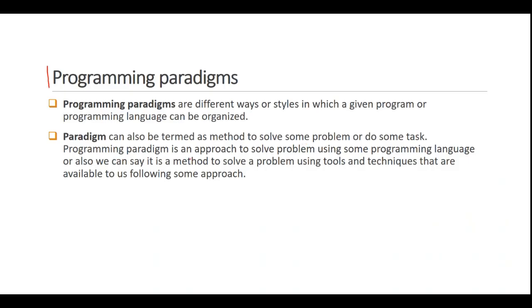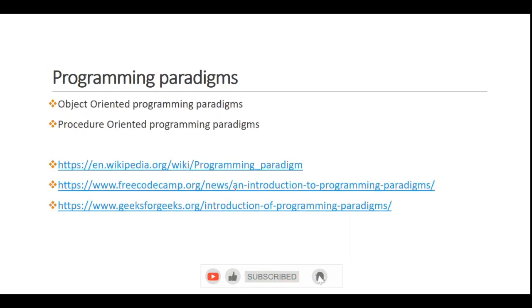A programming paradigm is an approach to solve a problem using some programming language. It is the method of how you are going to solve the problem, using the tools and techniques that are available to us, following some approach. You can find much more detailed information about programming paradigms. There are six or seven programming paradigms in some resources, and some add other paradigms. But here we are going to focus on the object-oriented programming paradigm.